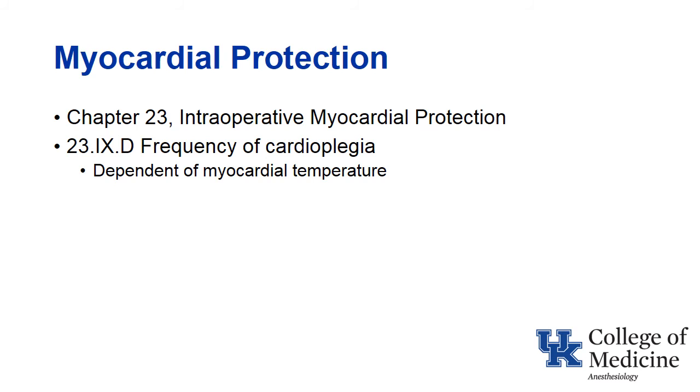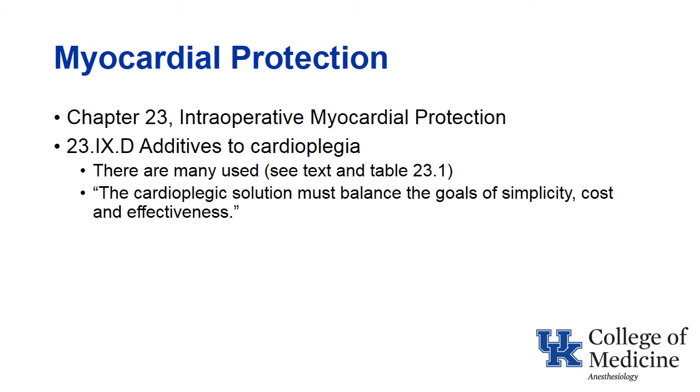The frequency of cardioplegia is dependent on myocardial temperature. If the heart is warm, more frequent cardioplegia may be required, and if non-coronary collaterals and higher perfusion pressures result in washout of cardioplegia, more frequent dosing is also required.